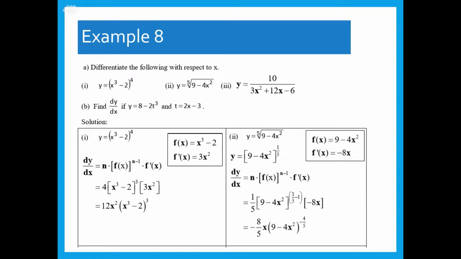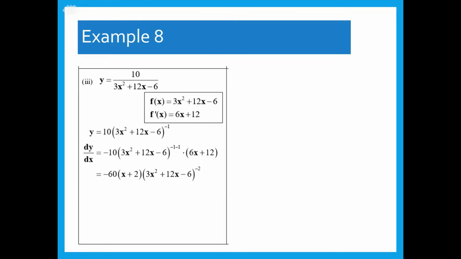For a2, you need to change the function to the power form first. Then identify the f(x) and differentiate with respect to x. Substitute into the formula accordingly and simplify, you should get the following answer. For a3, you also need to change the function to the power form first. Then apply the same process as in a1 and a2 just now. You should be able to get the following answer.